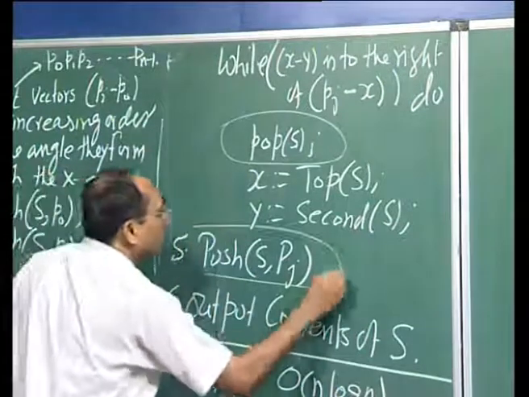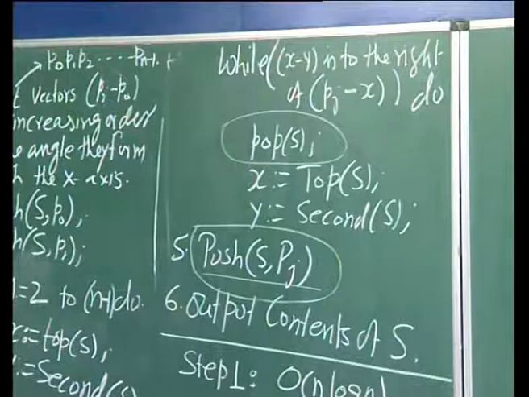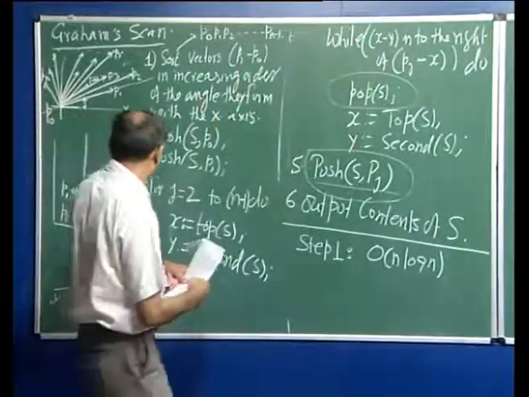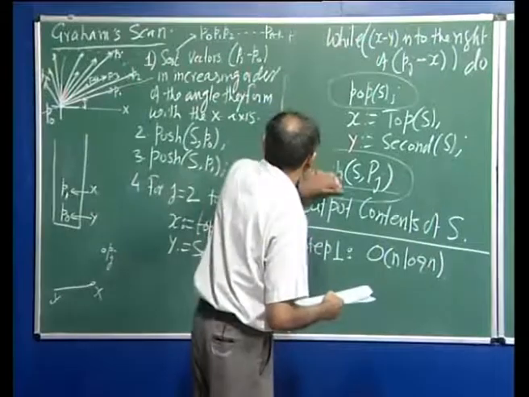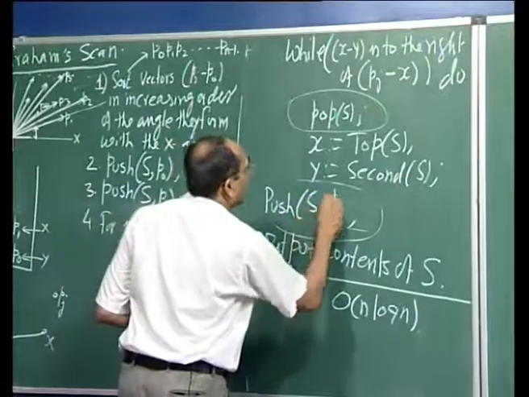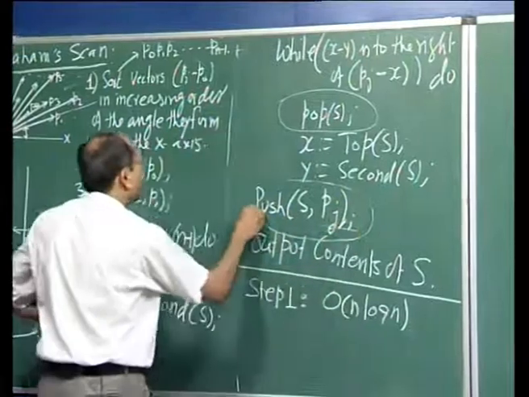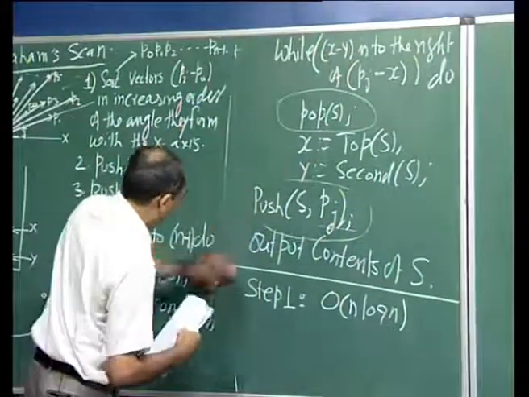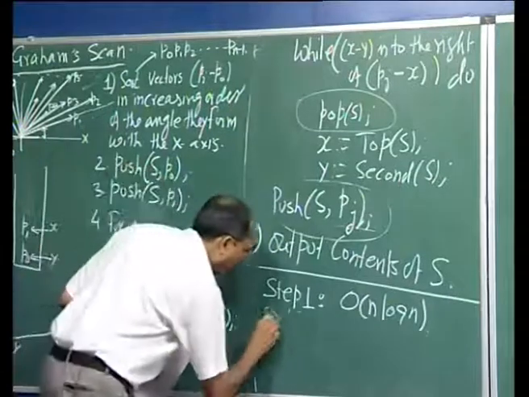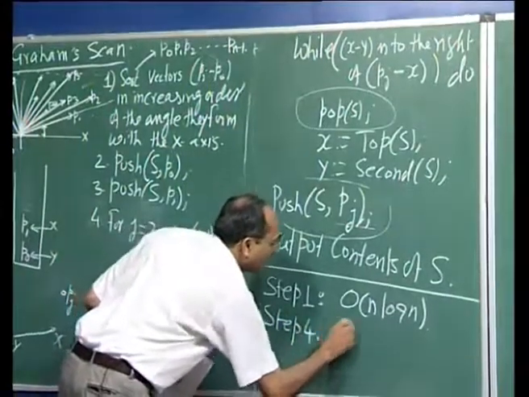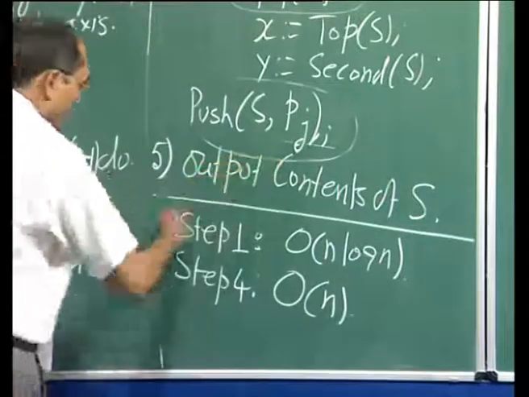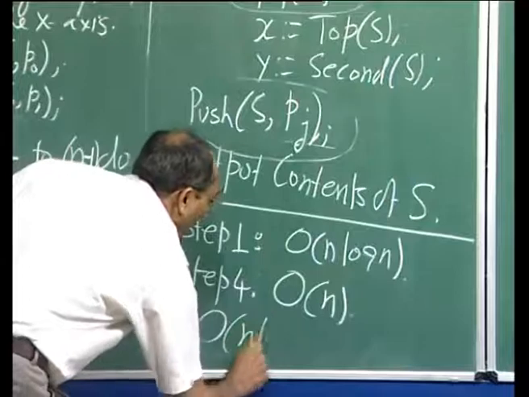Cumulative cost of all the pushes will be order n. Hence, step 4 and step, okay, I think I have to, so this is inside this for loop. So, this is push S pj, this is inside the for loop, and I would make this step 5. So, the total cost of step 4 is going to cost us order n. Hence, the total cost is order n log n.